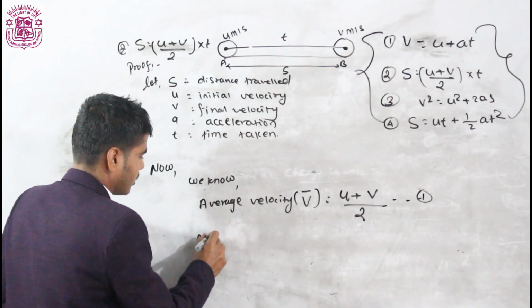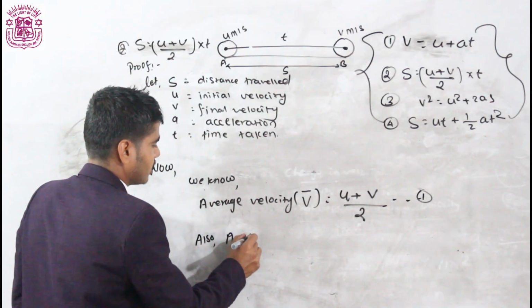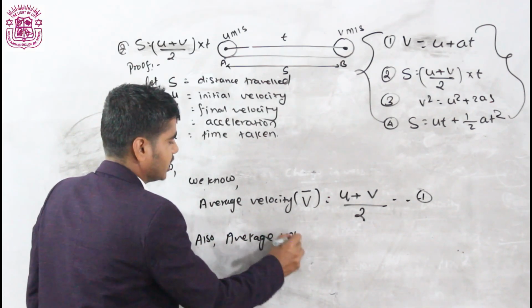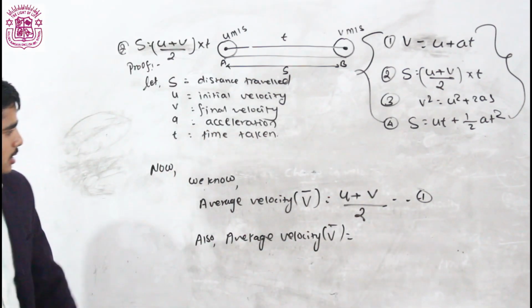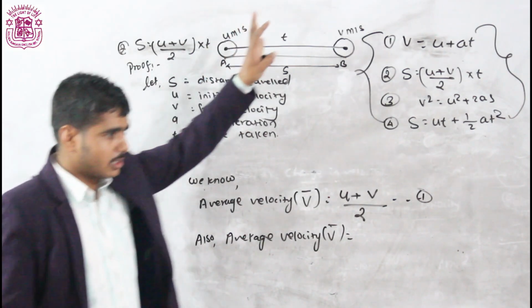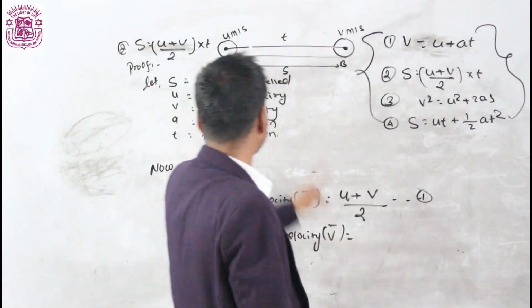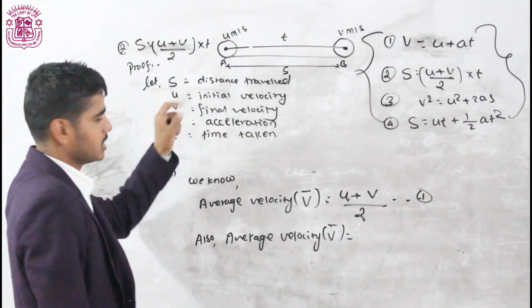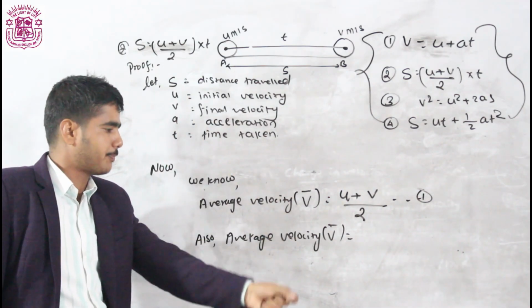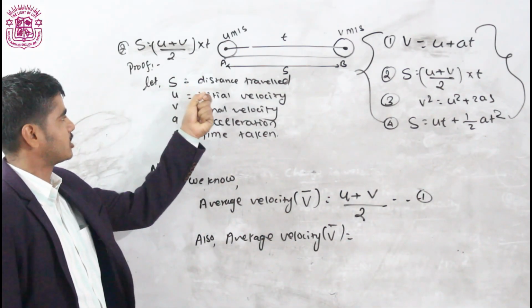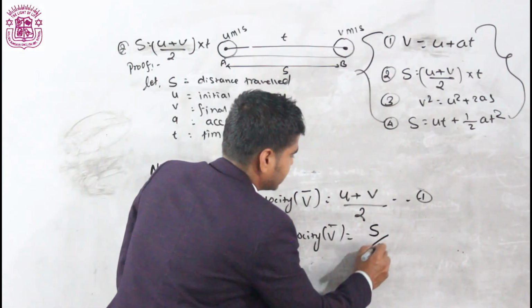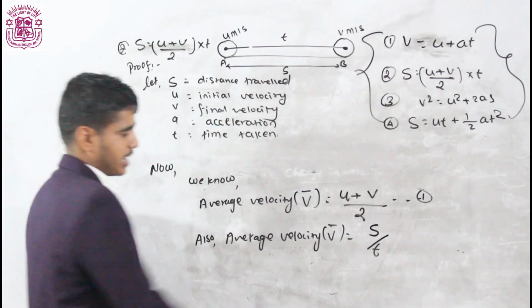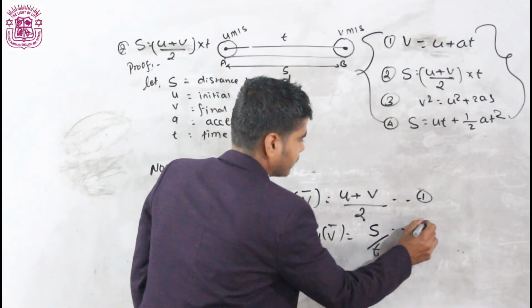Also, average velocity, v bar, is equal to... velocity means what? Displacement per unit time. What is displacement or distance here? Total distance traveled by a body per unit time is also velocity. Total displacement is S, divided by what? T. Distance traveled by time. That is equation 2.